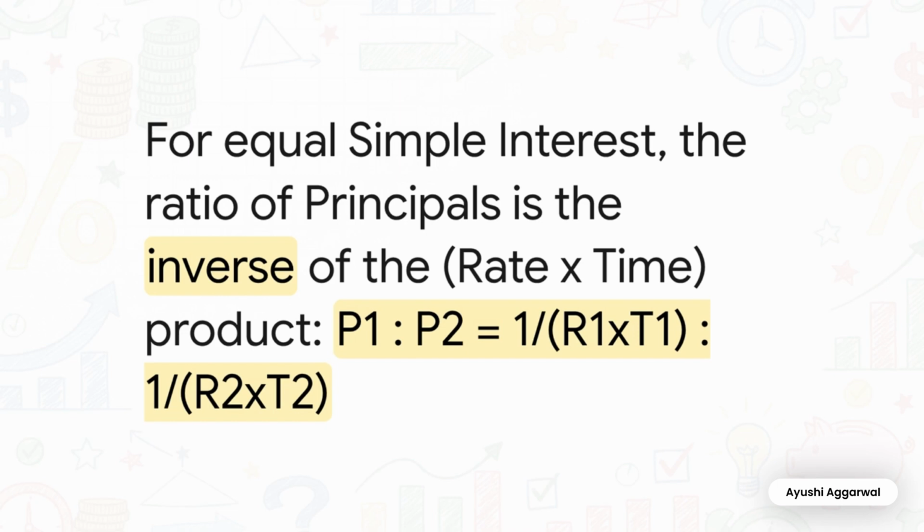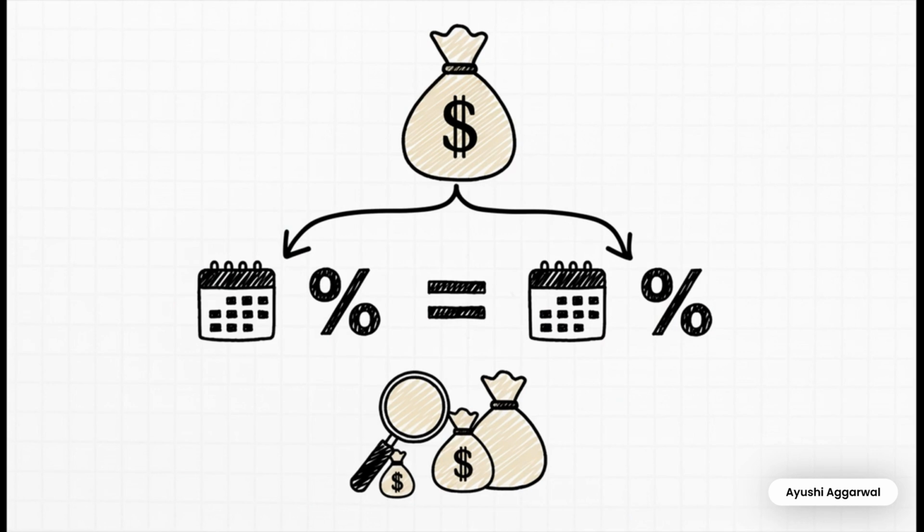Whenever the simple interest is equal for two parts, the ratio of the principals, P1 to P2, is just the inverse of their rate times time. So it's 1 over R1T1 is to 1 over R2T2. This little trick saves you from a world of messy calculations. Now, theory is great, but let's see this trick in action with a real problem.